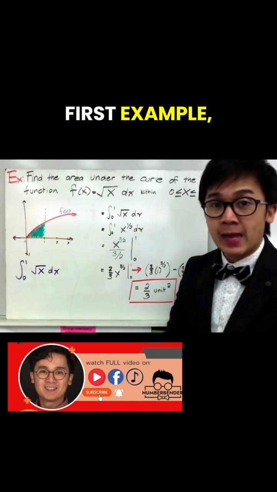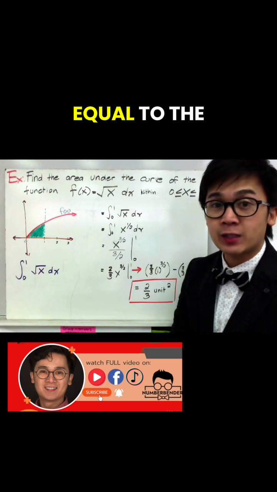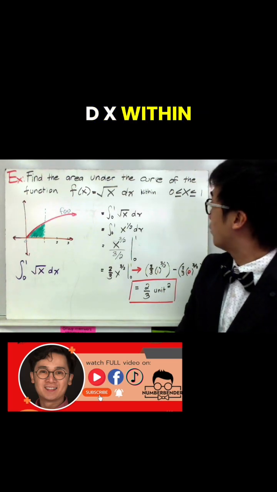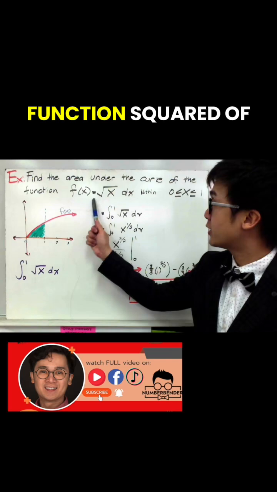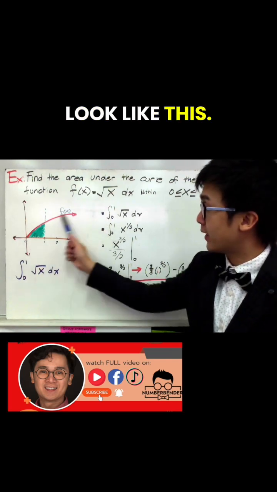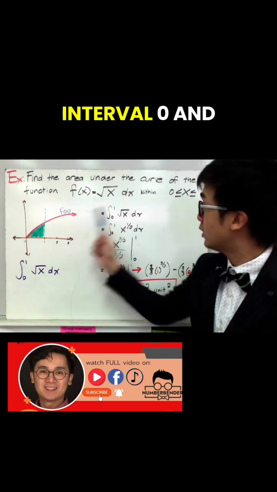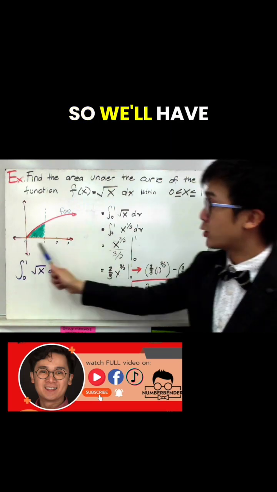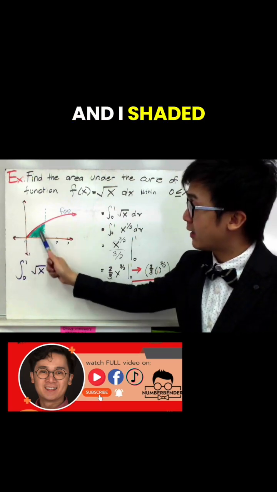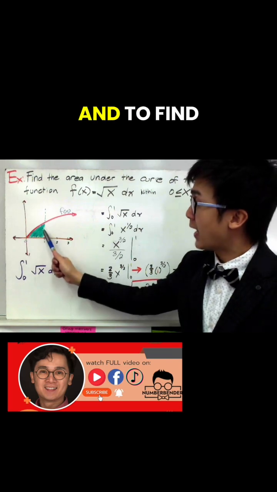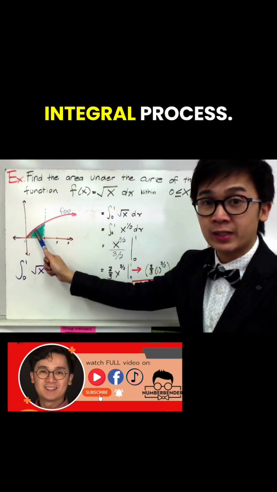Now, for my first example, we have to find the area under the curve of the function f of x equal to the square root of x dx within 0 and 1. If you graph the function square root of x, it's going to look like this. However, the question is to find the area under the curve within the interval 0 and 1. So we'll have here the interval from 0 to 1, and I shaded the area under that curve. To find this area, we will be using our definite integral process.